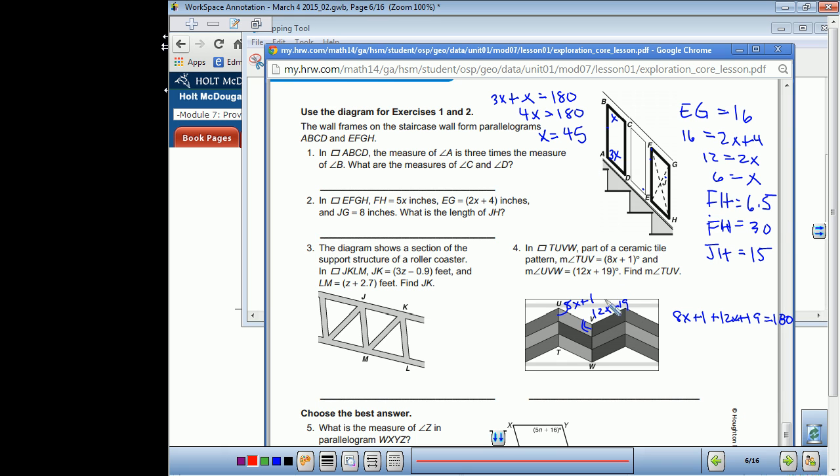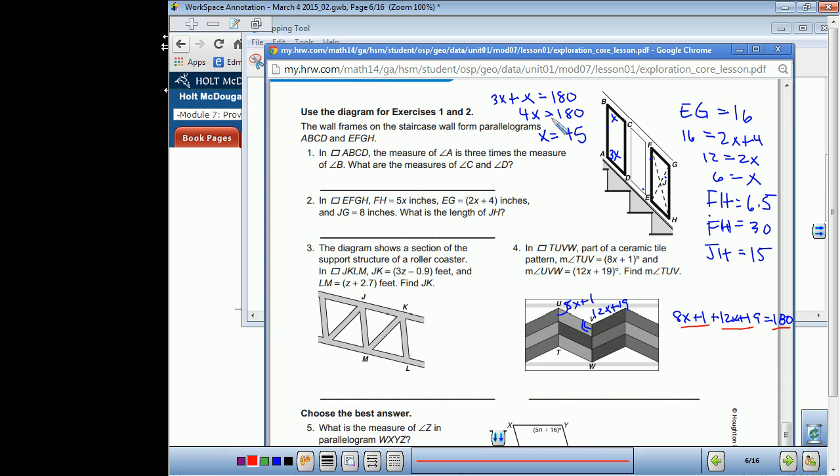Okay, I have a little bit worked out here. On number 4, they gave us angle TUV, which is this angle right here, and they said it's 8x plus 1. And then they gave us UVW, which is this one. If this is a parallelogram, these are consecutive angles, and consecutive angles are supplementary. So you had to add them up and set them equal to 180. Same thing here. If this is x and this is 3x, then we have to add them up and set them equal to 180.